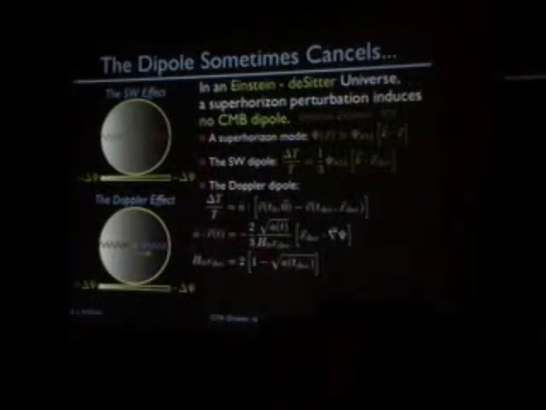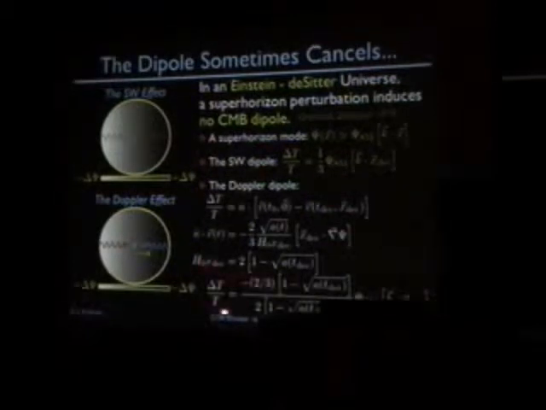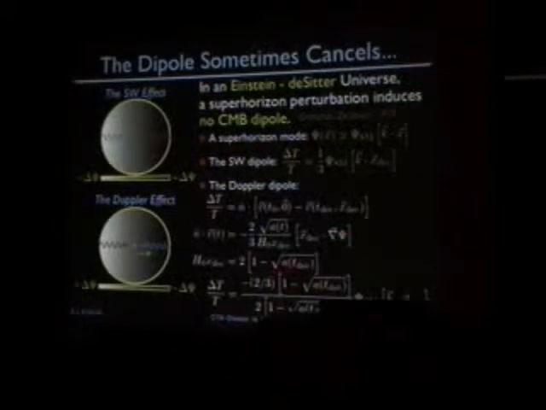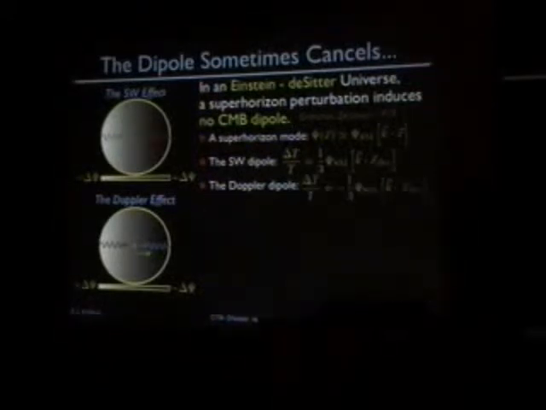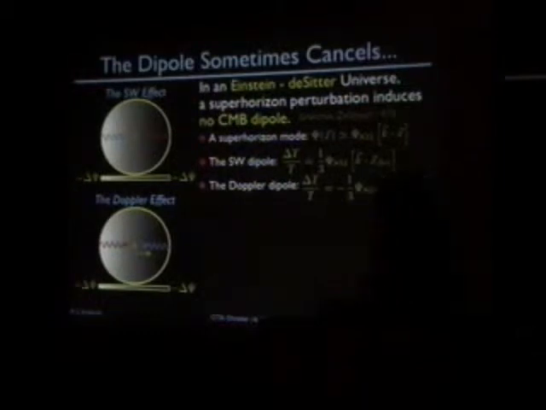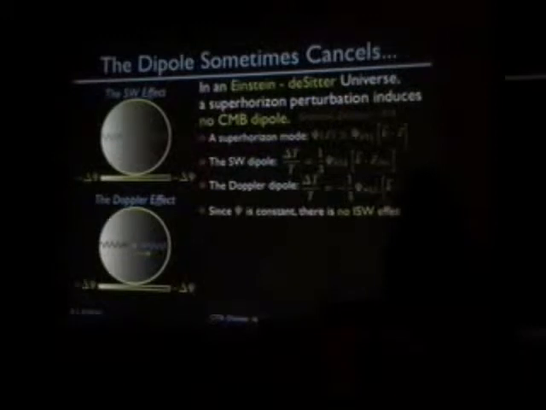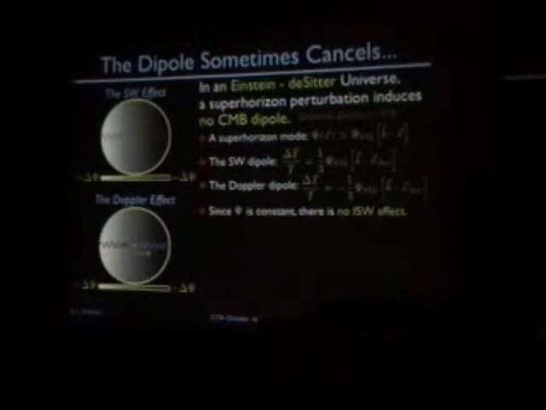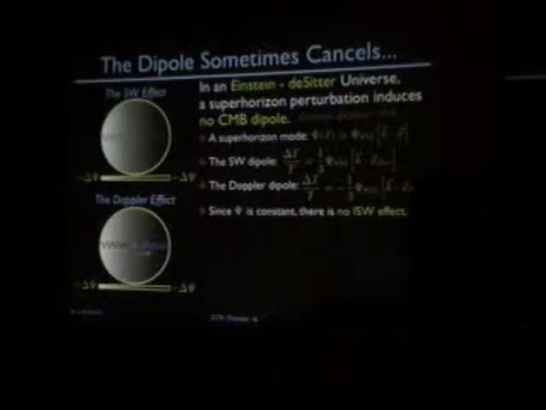Also, the comoving distance in Einstein de Sitter is nice and analytic and simple. And when you calculate the Doppler dipole, you end up with a very nice cancellation of these two terms, and you're just left with minus 1/3, which will exactly cancel the Sachs-Wolfe dipole. So in an Einstein de Sitter universe, a superhorizon perturbation generates absolutely no dipole, because also, since psi is constant, there is no ISW effect. So this is the complete picture.